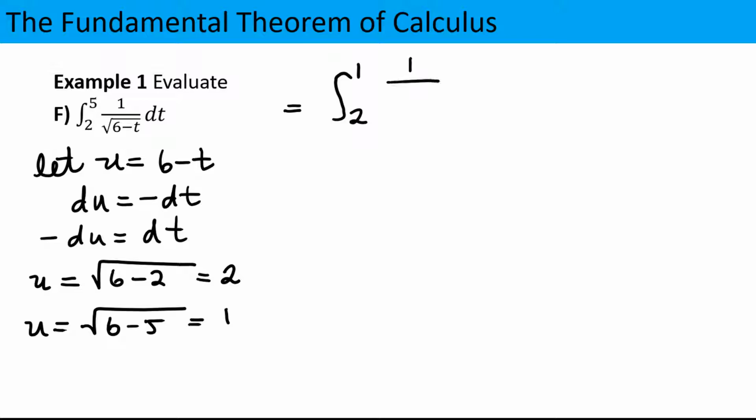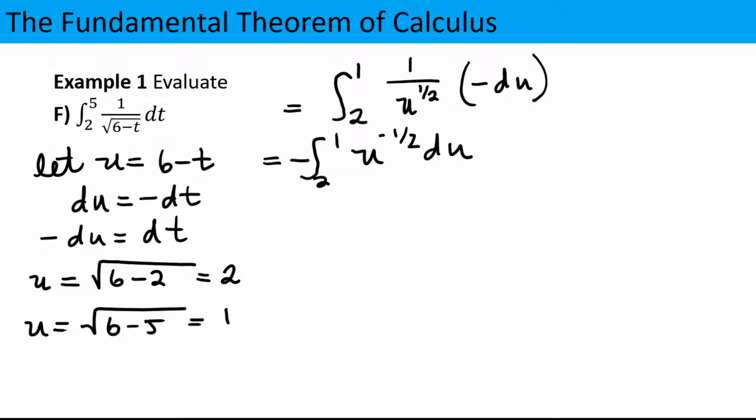Then you have 1 over the square root of u. I'm going to just write it as u to the 1/2. And then for the dt, we have to replace it with minus du. So we're going to use a couple of properties. We can bring the negative out front of the integral. So you have negative integral from 2 to 1. Using exponent properties, u to the negative 1/2 du. Now, another definite integral property tells you can switch the endpoints, and that changes the sign.